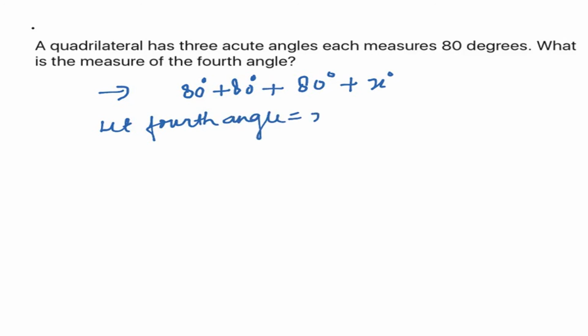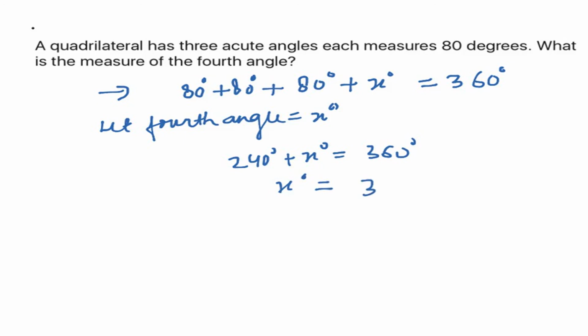Let the fourth angle be x degrees. Now we know the sum of all the angles of a quadrilateral is 360 degrees, so we can equate it with 360 degrees. Now we can solve it. 80 plus 80 plus 80 will give us 240. 240 degrees plus x degrees equals 360 degrees. Now we will transpose 240 to the right side. x degrees equals 360 degrees minus 240 degrees. It will give us 120 degrees. So the measure of the fourth angle is 120 degrees.